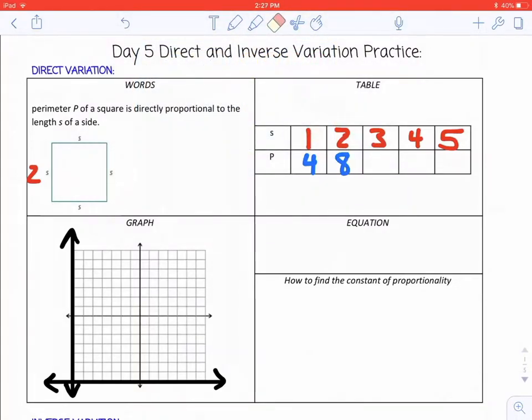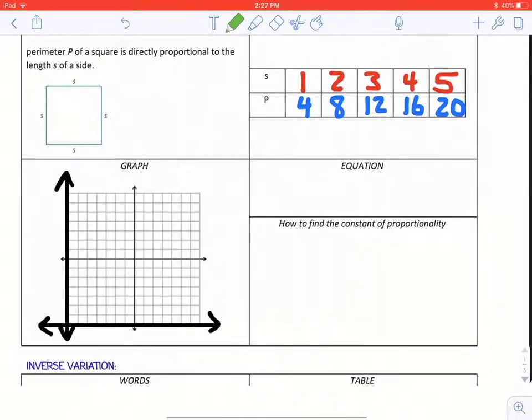And then we could think of the rest in a similar way. So if our side length was 3, and there are 4 sides, they would add up to be 12. If the side length was 4, our perimeter would be 16, and then 5 will give us a perimeter of 20.